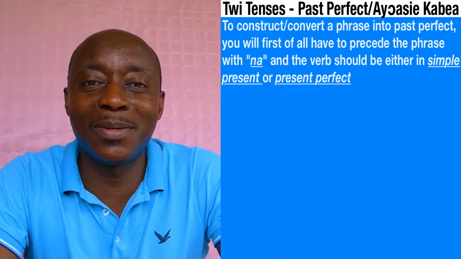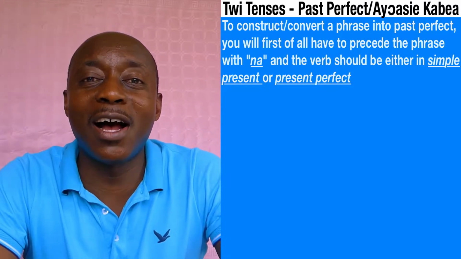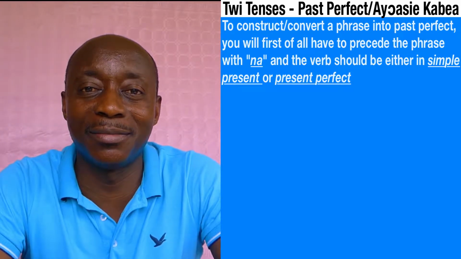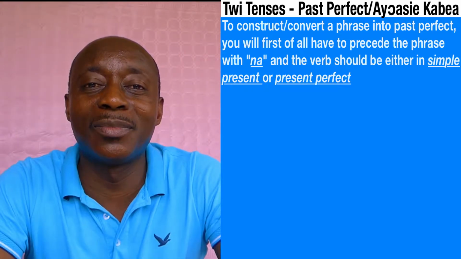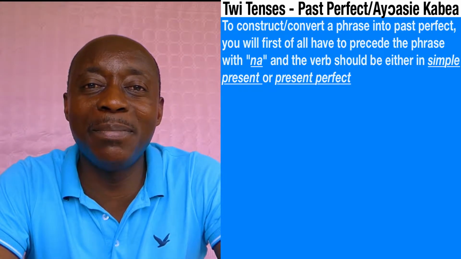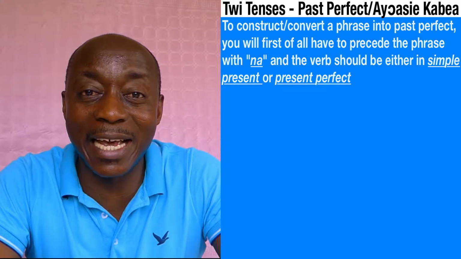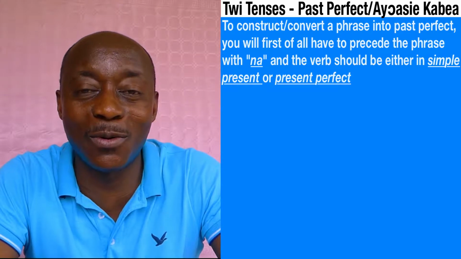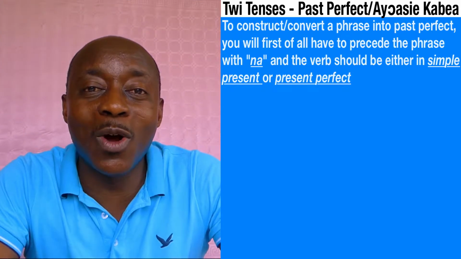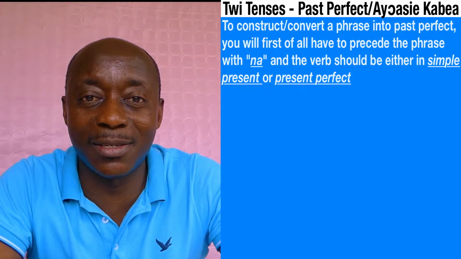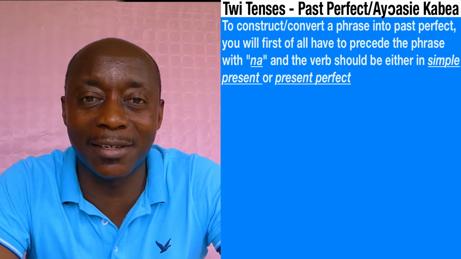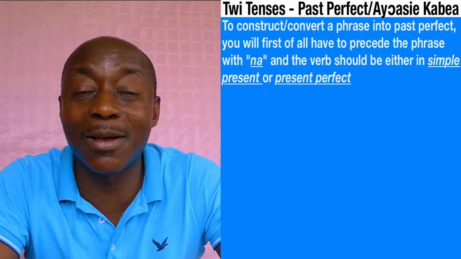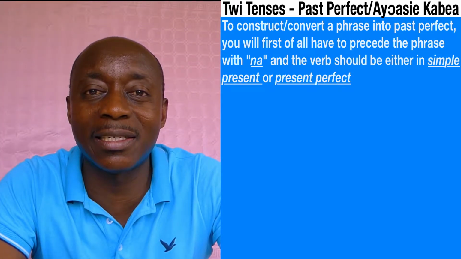To convert a statement into past perfect, you will have to first of all precede the phrase with na. And then the verb should either be in simple present tense or present perfect tense. Take note of that. I take it again. You will have to precede your sentence with na, but the verb should either be in simple present tense or present perfect tense.